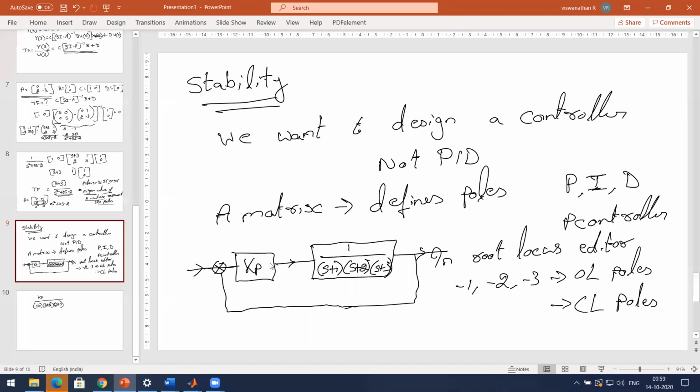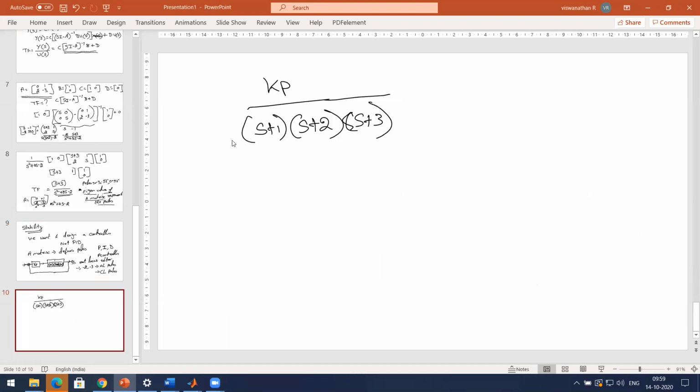How do you find out the closed loop transfer function of this? No answer. It will be the gain into GS into GC, divided by 1 plus GC into GS. Sir, that you have to tell.